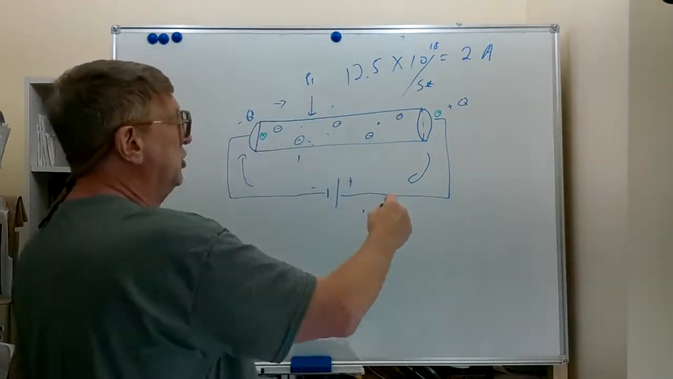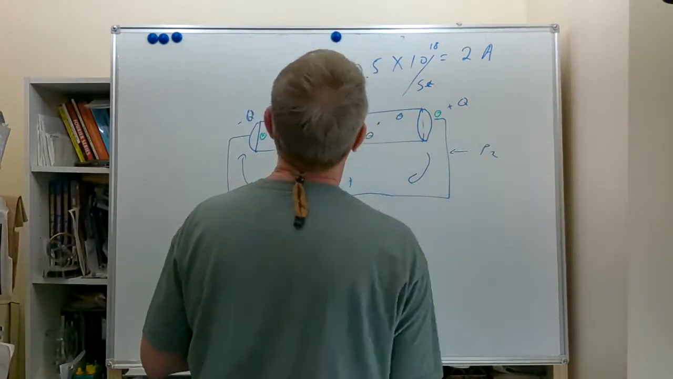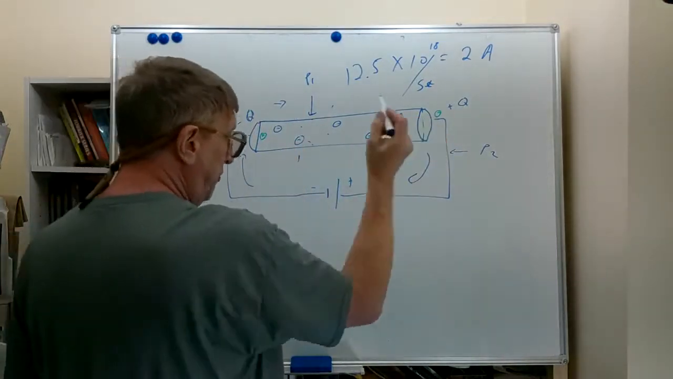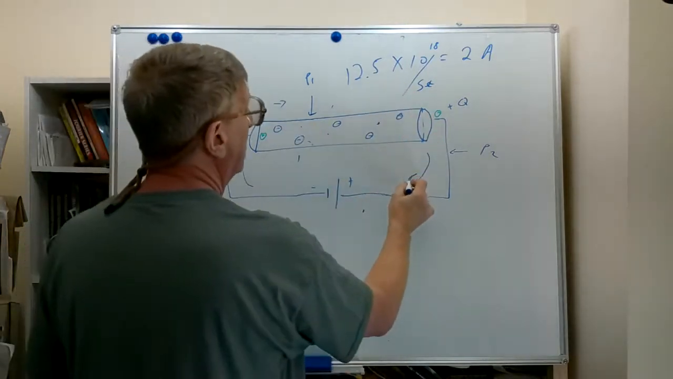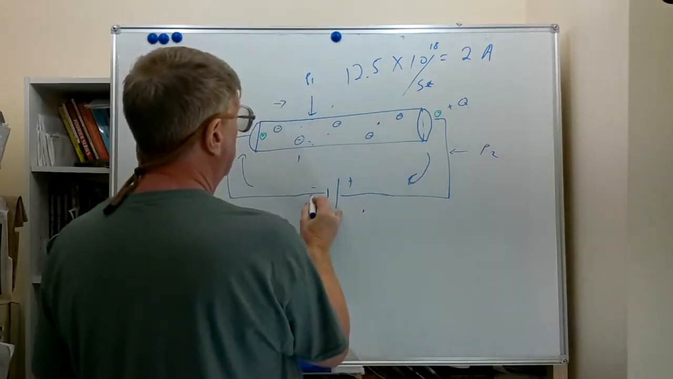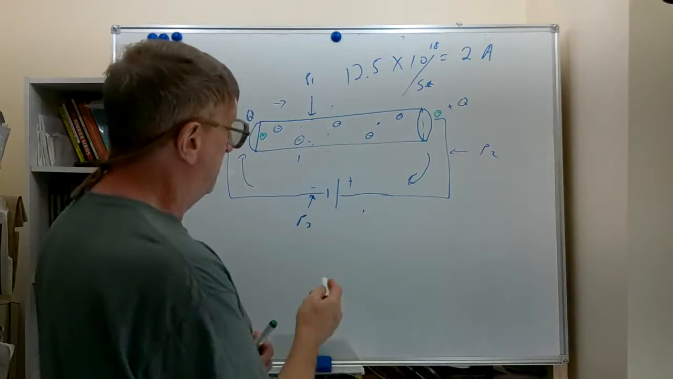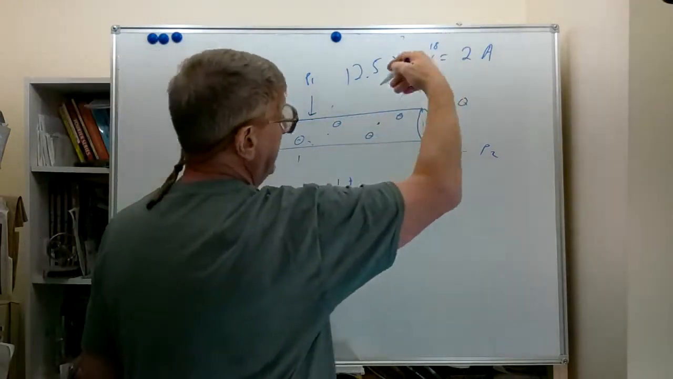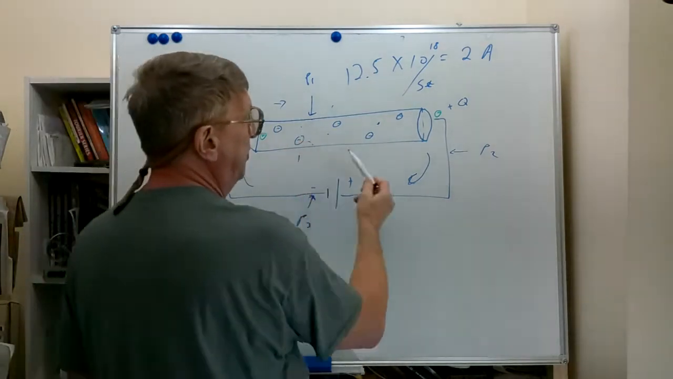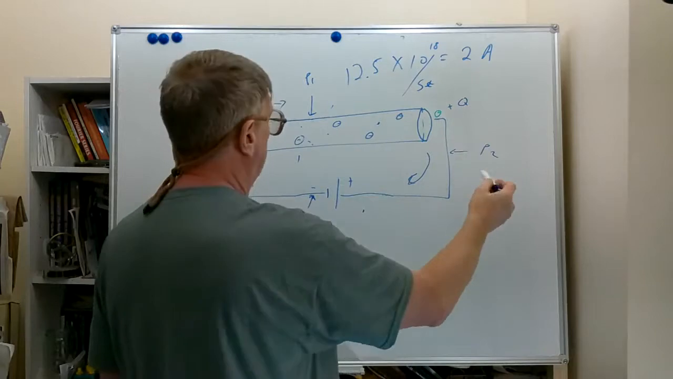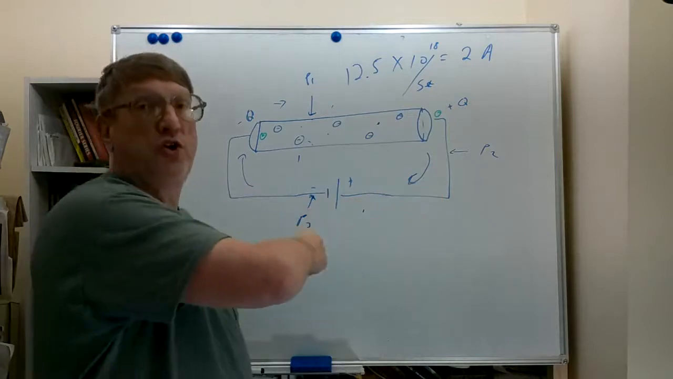And current in this loop will be the same anywhere. If we put a point 2 here, we'll find the same number of electrons flowing past point 2 as are flowing past point 1, and in the same direction. If we have a point 3 just where it comes out of the battery, it's the same thing. If we have a 2 amp current flow, we will have 12.5 times 10 to the 18th electrons each second past each point, all going in the same direction.